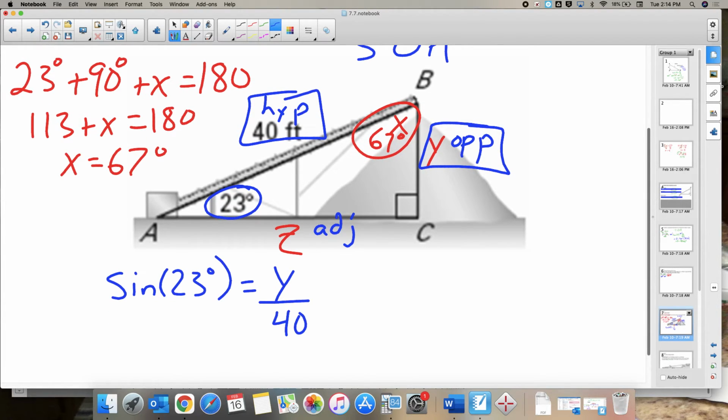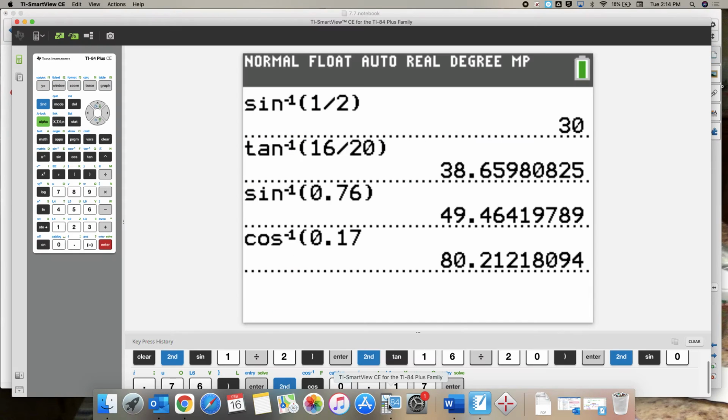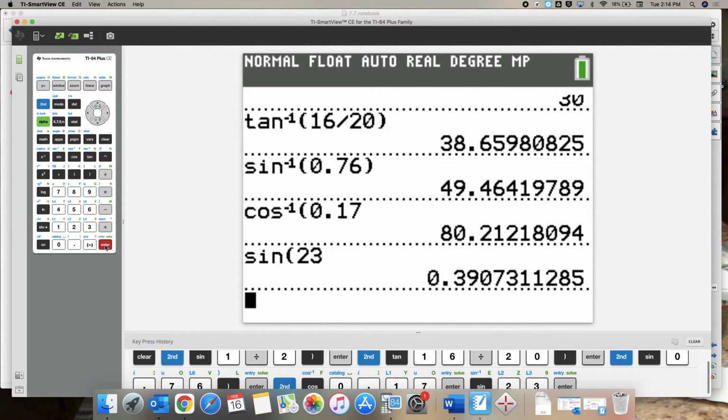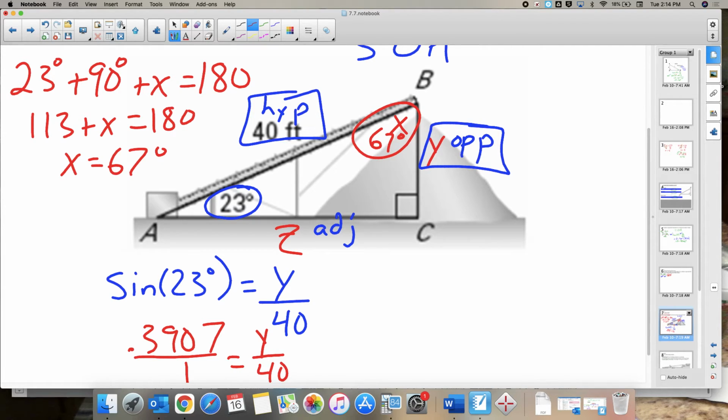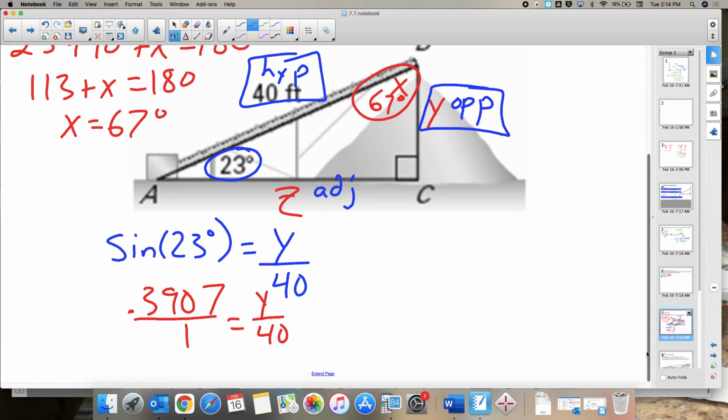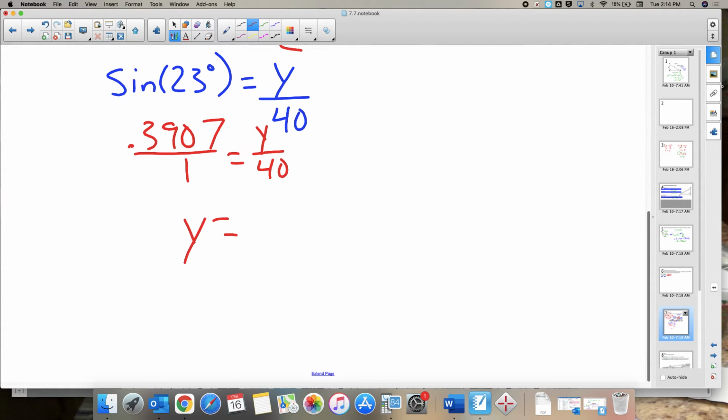Now, sine of 23, this is not the sine inverse of 23. This is the sine of 23 degrees. So this is just the plain old normal sine that we were doing in the last two lessons. So sine of 23, we get 0.3907. We'll throw it over 1 equals y over 40, and we cross multiply. 1 times y is y. 0.3907 times 40, we get y to equal 15.63.